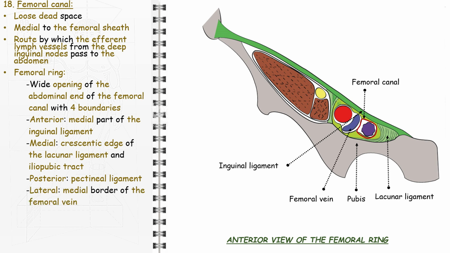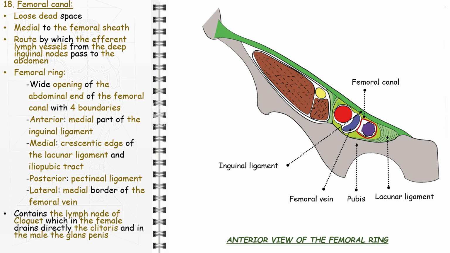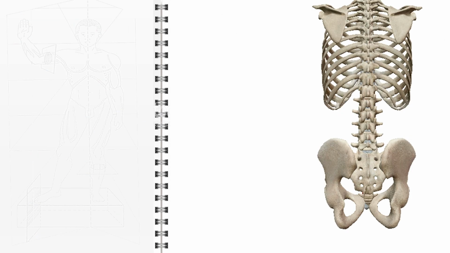The femoral canal contains the lymph node of Cloquet, which in the female drains directly the clitoris and in the male the glans penis. The femoral canal is a weakness zone of the anterior abdominal wall. As we have done for the anterior wall, we will now look at the posterior wall.